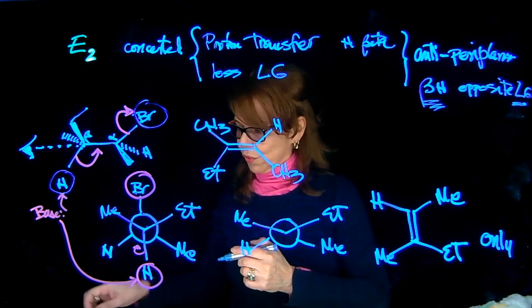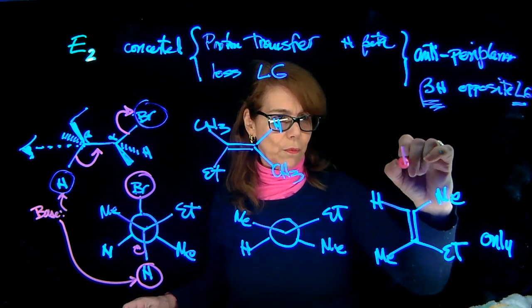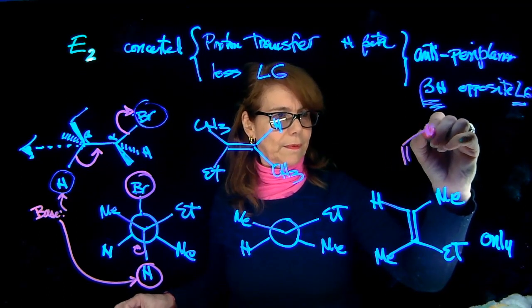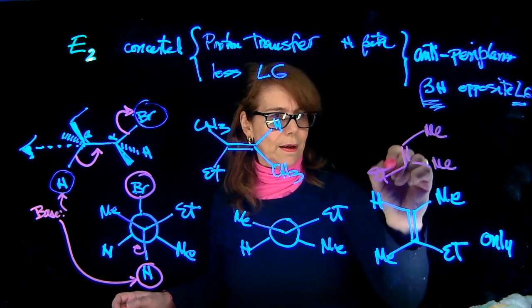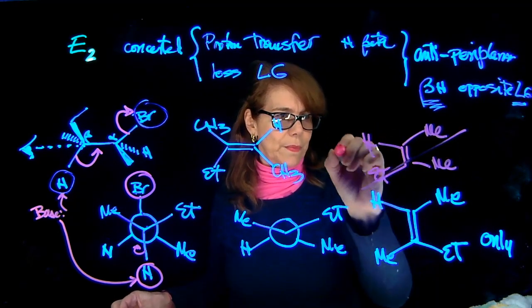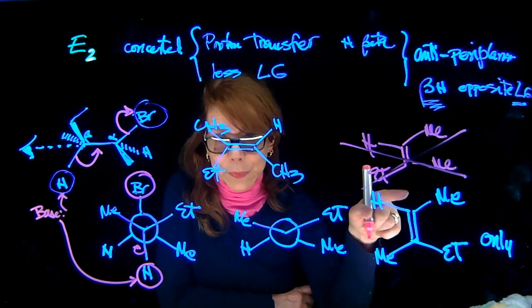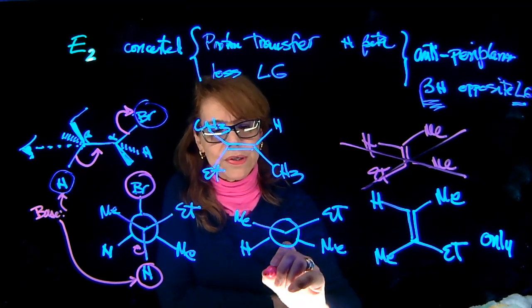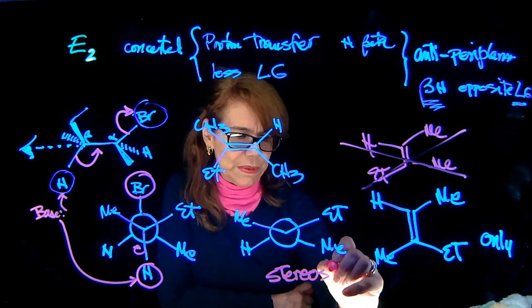So in other words, I'm going to draw the other product. The other, that is not formed, will have methyl, and here ethyl and hydrogen. That's not formed. So this reaction gives you a specific stereoisomer. So it is stereospecific.